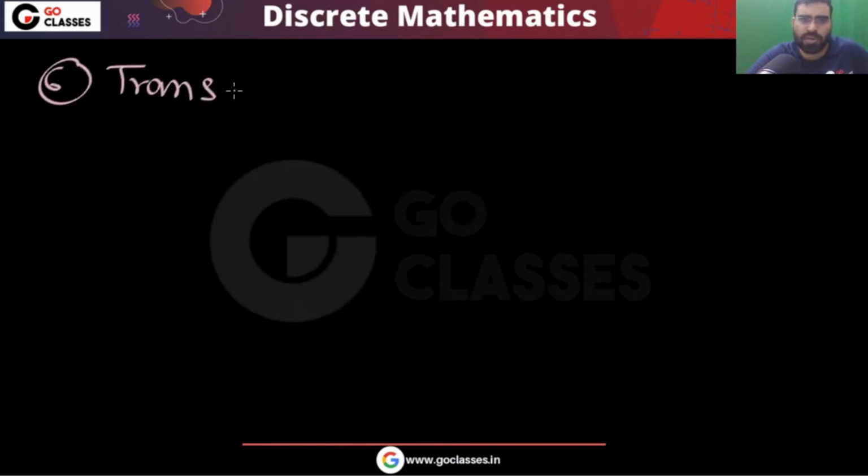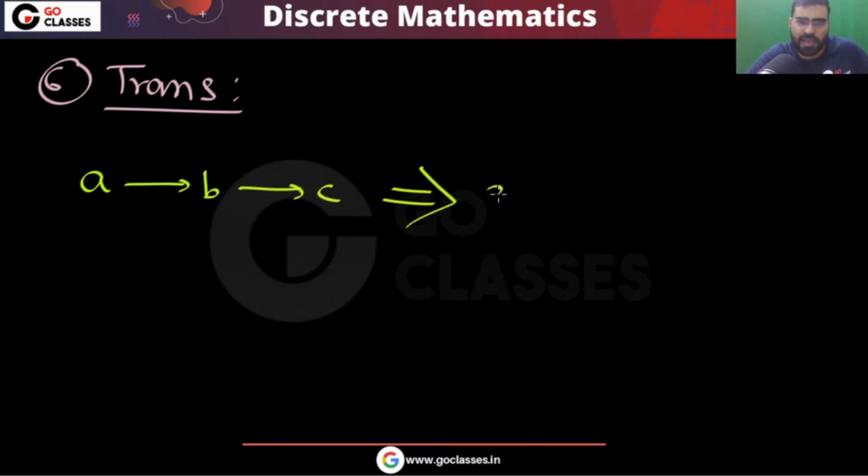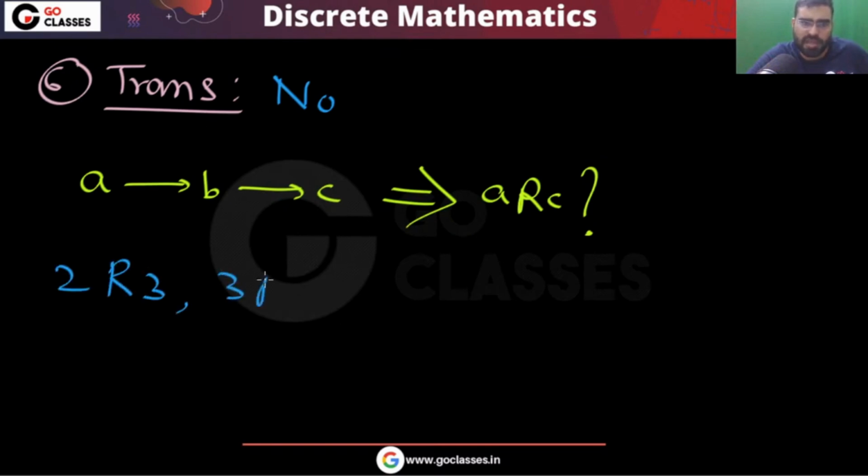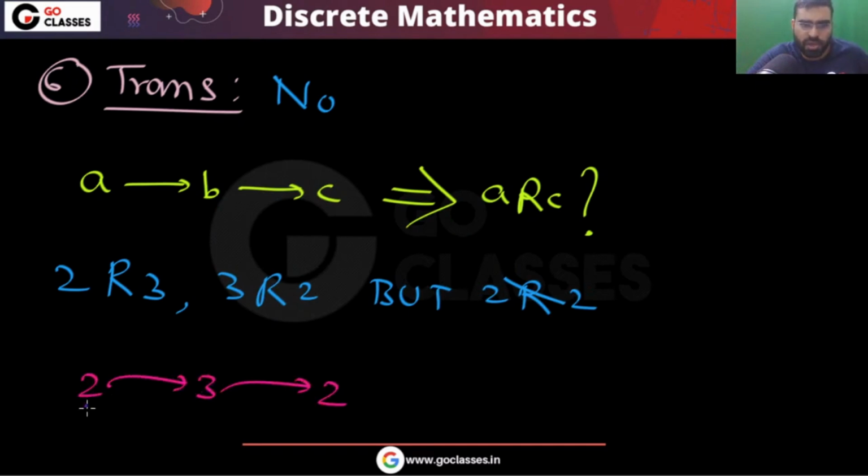What about the transitive property? Is this transitive? Can I say that if A is related to B and B is related to C, then A is related to C? Does it imply that? The answer is no, because 2 is related to 3, 3 is related to 2, but 2 is not related to 2. So this relation is not transitive.